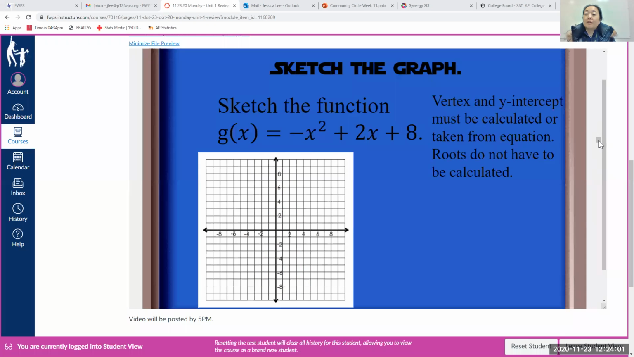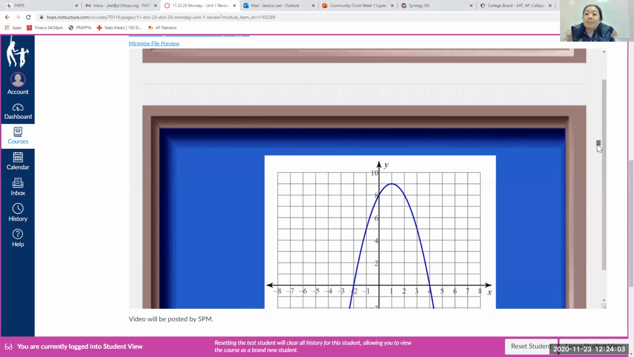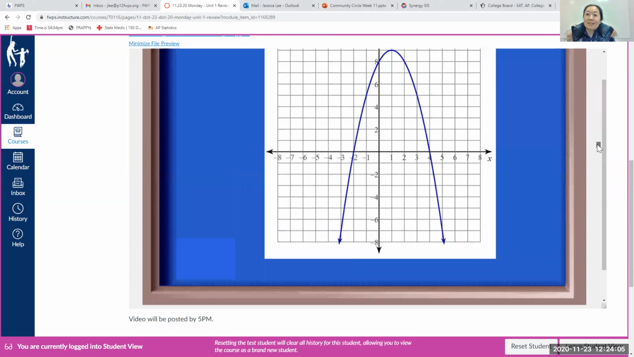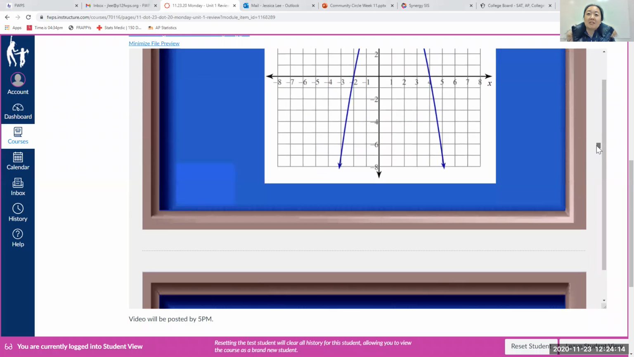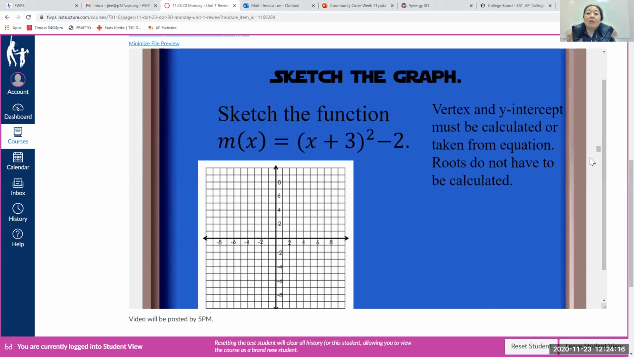Let's do a couple more. Oh, see? Just like what we said. Now we can see the roots. They're supposed to be at -2 and 4, but that's fine. If you don't get those roots, that's fine. As long as you get the general shape down, you're good. All right.